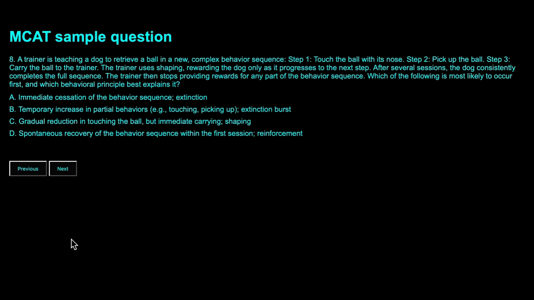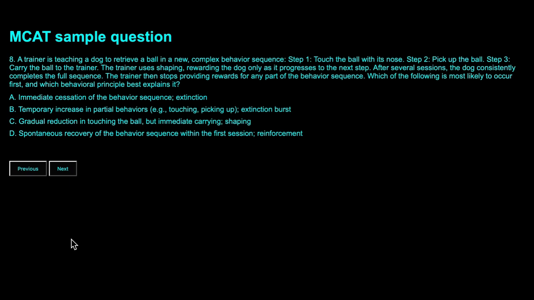Step 2, pick up the ball. Step 3, carry the ball to the trainer. The trainer uses shaping, rewarding the dog only as it progresses to the next step. After several sessions, the dog consistently completes the full sequence. The trainer then stops providing rewards for any part of the behavior sequence.